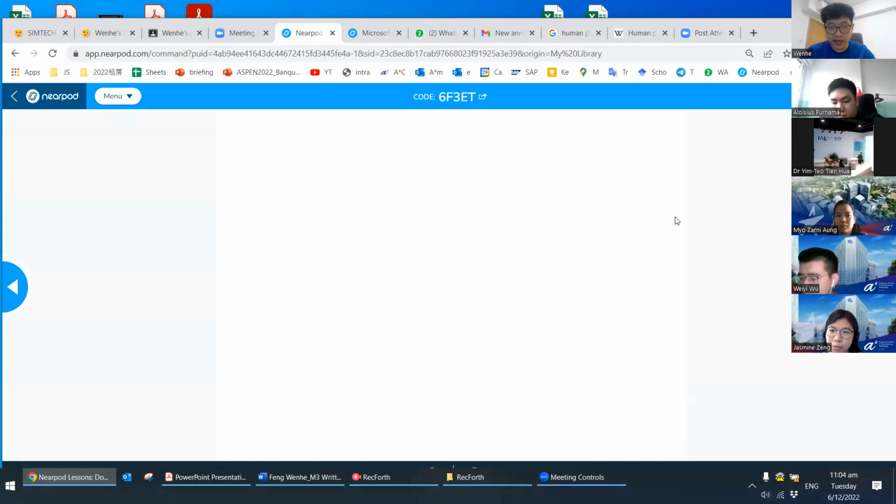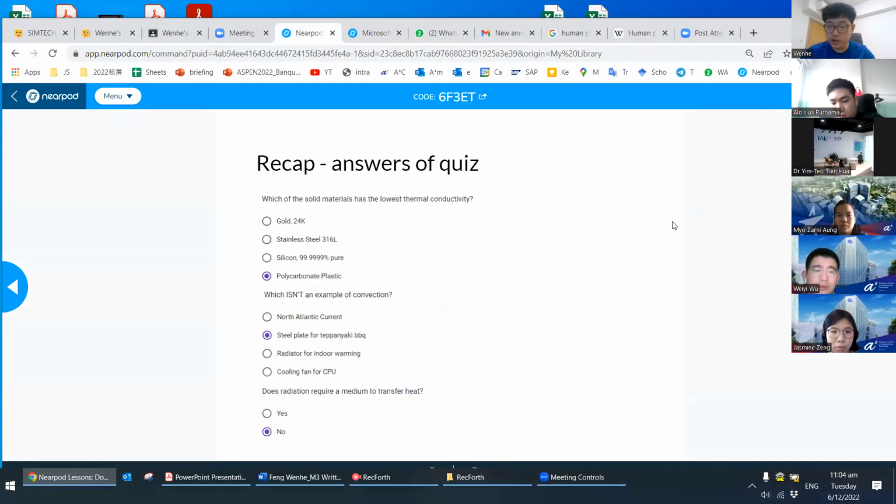And another recap is the answers of the quiz. I think most of us have managed to get the answers correct. So the first question is, which of the solid material has the lowest thermal conductivity? The correct answer is the plastic, and compared to the rest of the 3, which are metals, this one has the lowest thermal conductivity, marked as K.